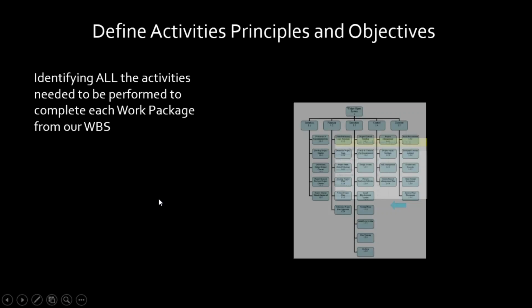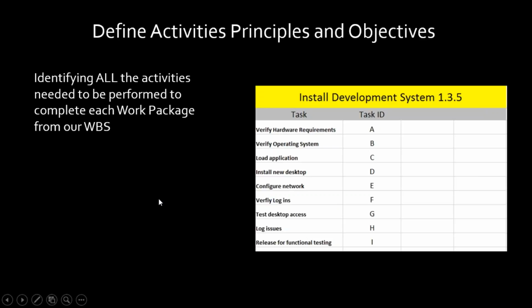We're going to identify the work package. So let's start with that work package I just showed you: install development system 1.3.5. The first step, 6.2, define activities. Well, I've done that. Here it is. I'm creating a little table here that we're going to continue to add to through this example so that you can see where I'm going with this.